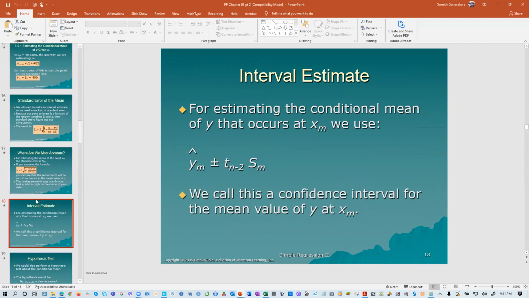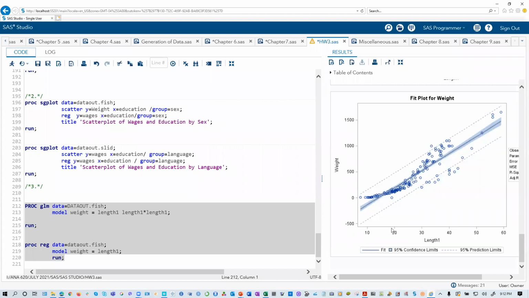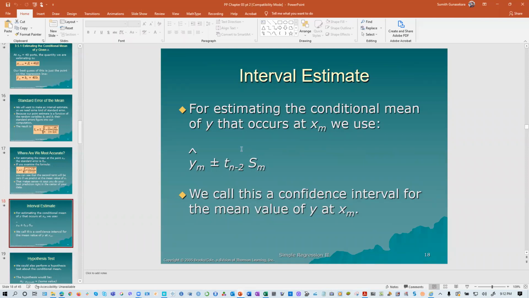For estimating the conditional mean of y that occurs at x, for a given x, what would be the length of this, not the point on this one? It's not enough. You get that value, and then you subtract and add this length, for the margin of error. This is called the standard error of that value.